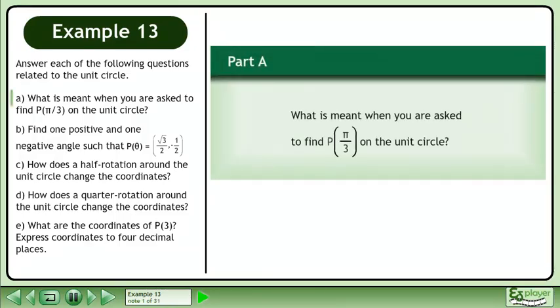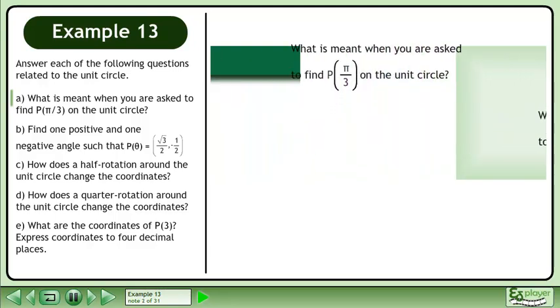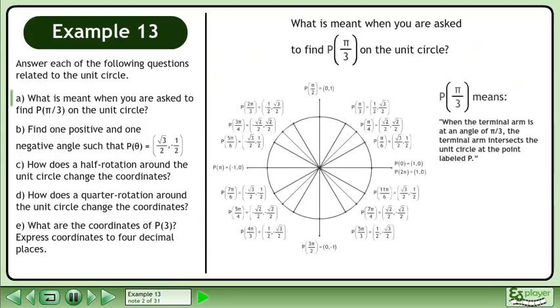Answer each of the following questions related to the unit circle. In Part A, what is meant when you are asked to find P at pi over 3 on the unit circle? P at pi over 3 means when the terminal arm is at an angle of pi over 3, the terminal arm intersects the unit circle at the point labeled P.